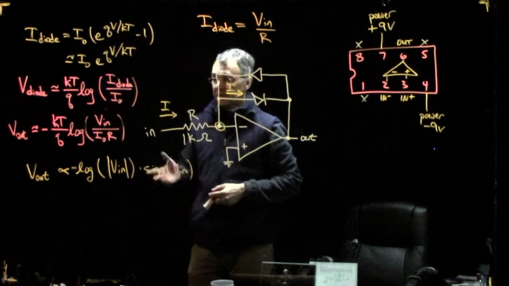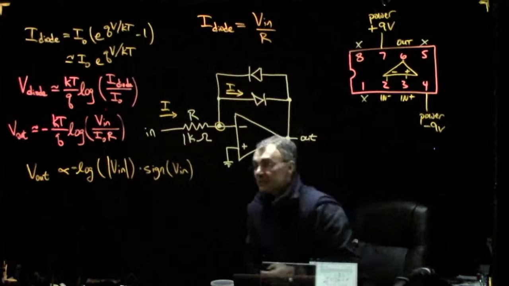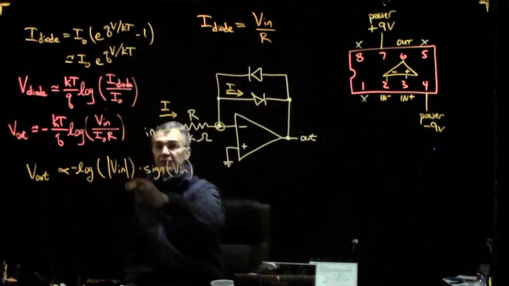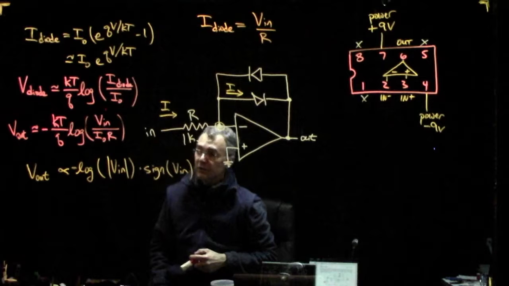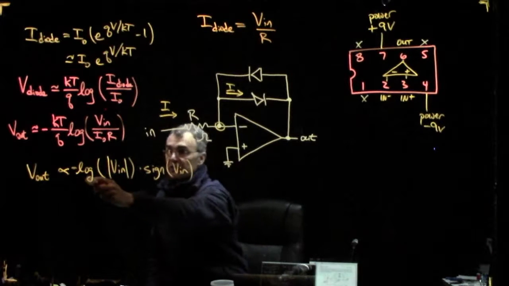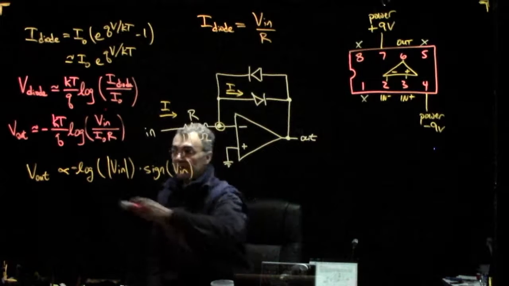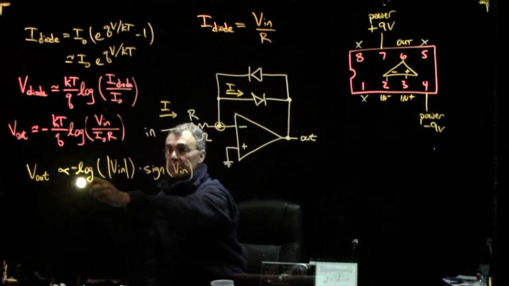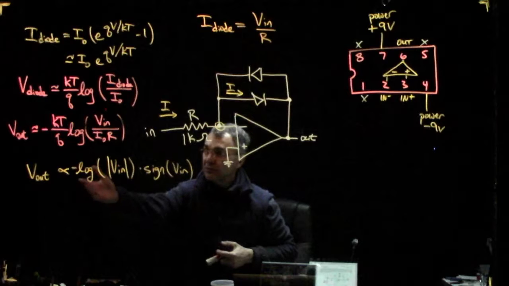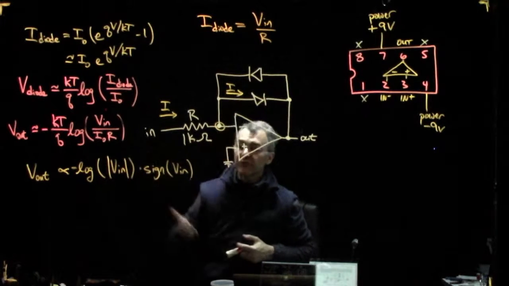All of this junk, normally you don't remember it. What you really remember is that the output is proportional to the log of the input. We can be a little careful with the signs. If the input is positive, then the output should be negative, and if the input is negative, then the output should be positive. So V out is proportional, with some constant of proportionality that you won't worry about, to minus the logarithm of the absolute value of V in, and then we multiply by the sign of V in.